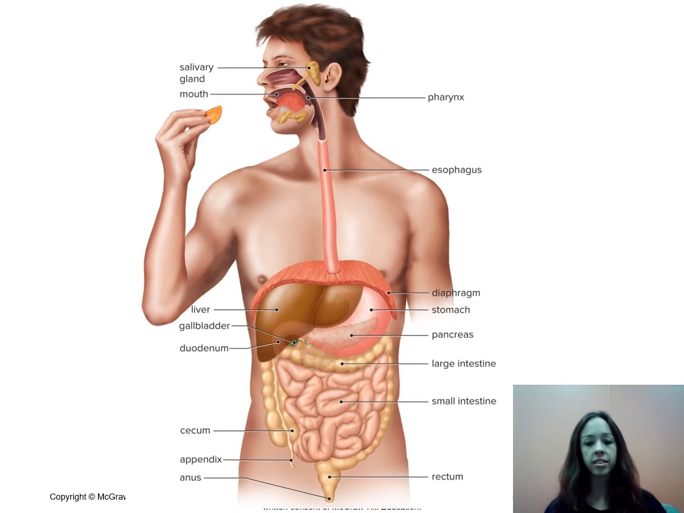The food then passes into the large intestine, where water is absorbed. The cecum, appendix, and rectum are all a part of the large intestine. Any leftover waste exits out of the anus.